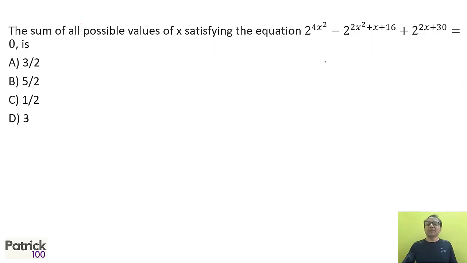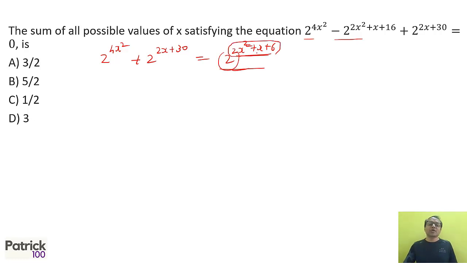Second approach, if I look at out here, you can try to take this on the other side. You get basically 2 raised to 4x square plus 2 raised to 2x plus 30 is equal to 2 raised to 2x square plus x plus 16. Now this whole thing is a power of 2. So that means all these terms are multiples, I mean, it's 2 into 2 into 2 into 2. So this also has power of 2, which is only possible if these two are equal.